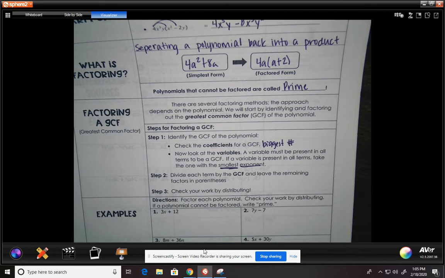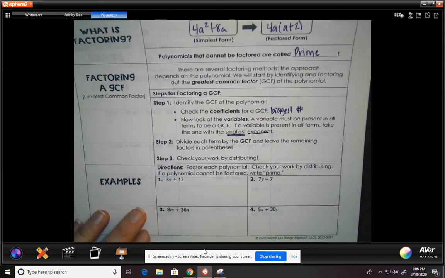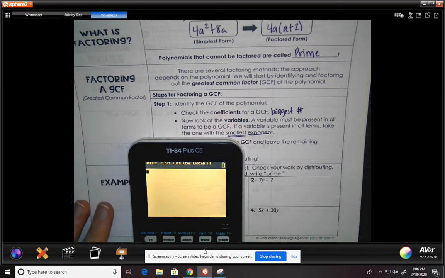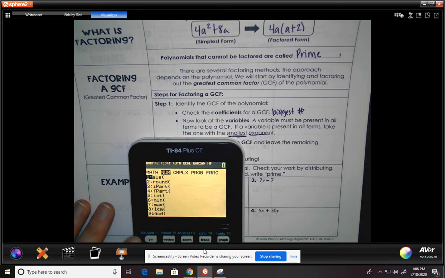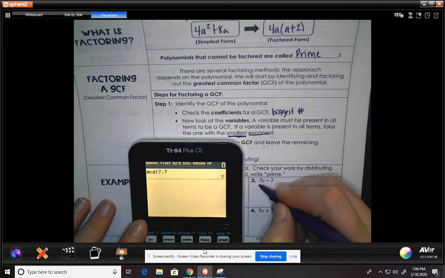Okay, so I'm going to work the odds with you. I'm going to show you a trick, but this only works for binomials. Okay, to find your GCF in your calculator, you can press math, you can go over to number, and you can hit the button 9, which is GCD. When GCD pops up, you can type in 7, 7, so the two numbers, and hit enter. So therefore, this will only give you numbers.